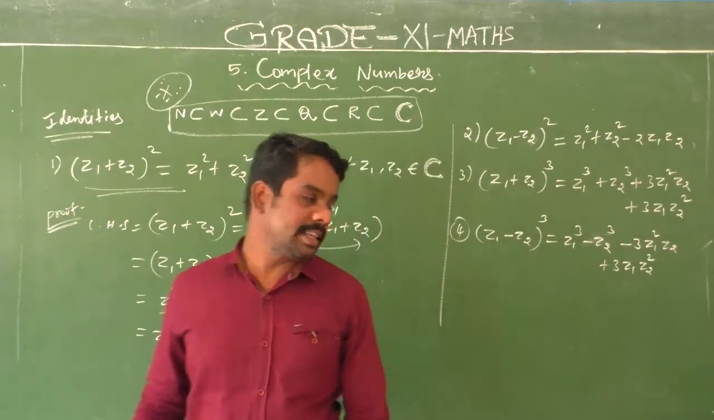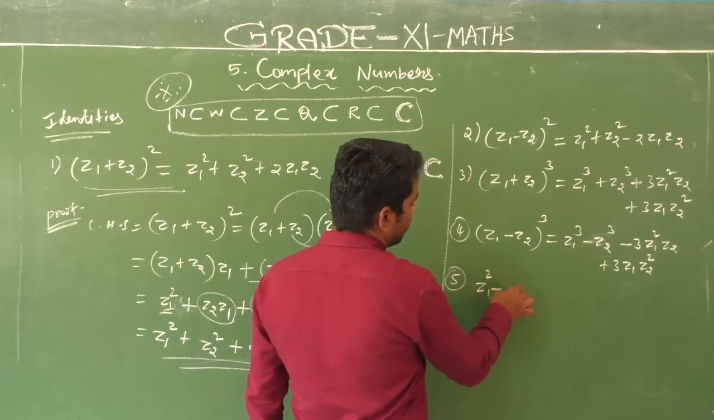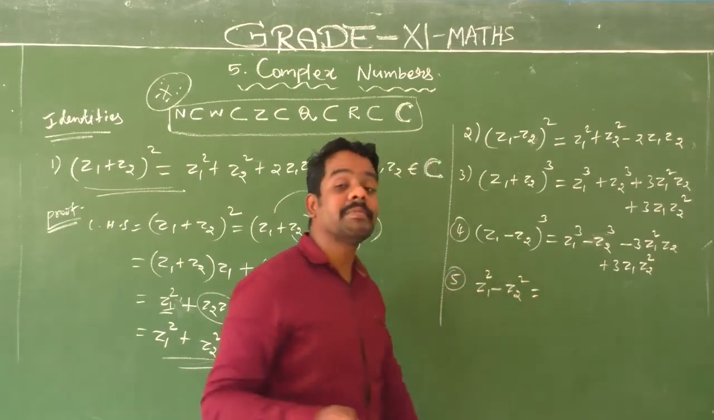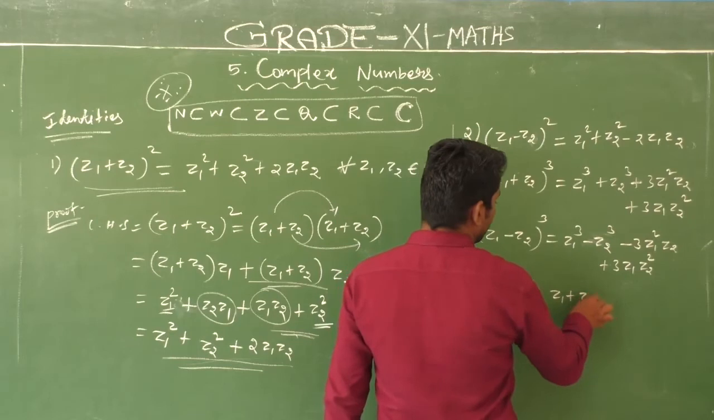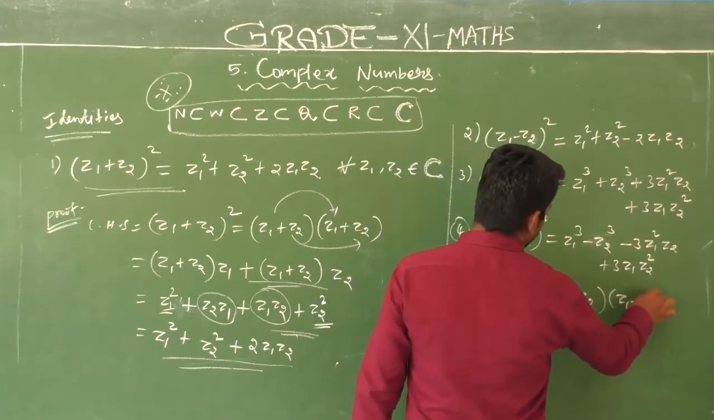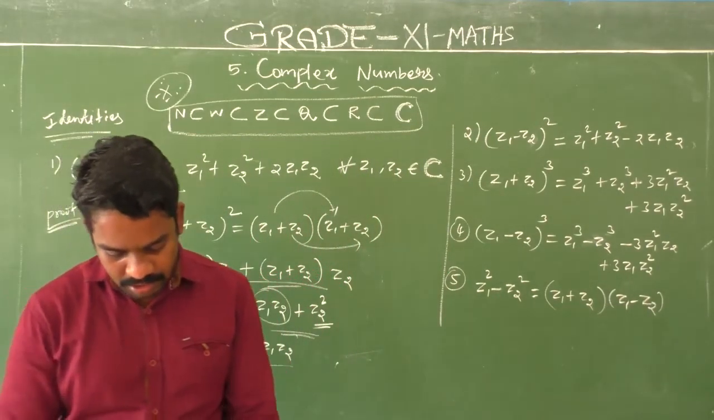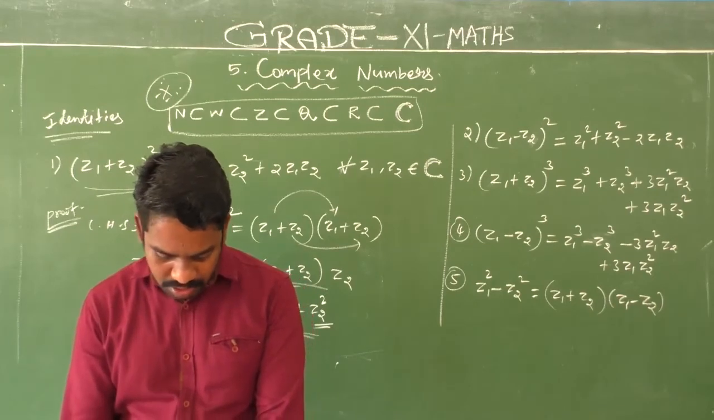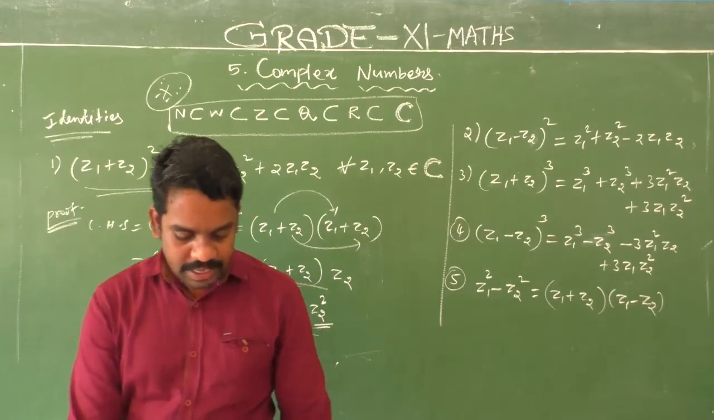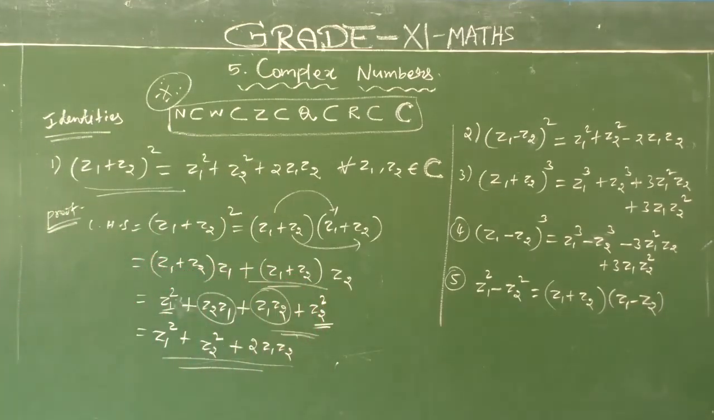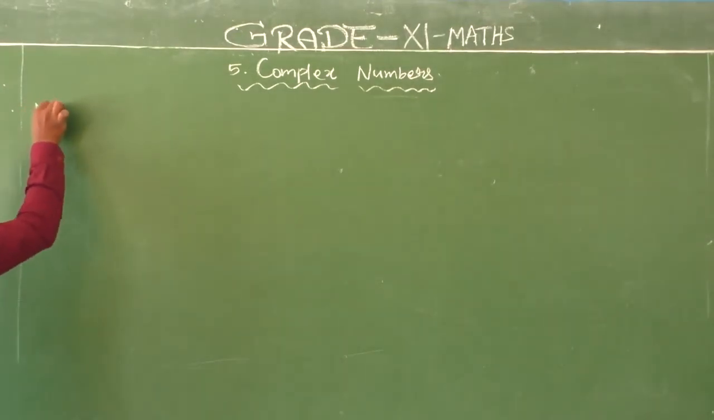Okay, right. Next, fifth one, Z1 square minus Z2 square. This is the A square minus B square formula, same as Z1 plus Z2 into Z1 minus Z2. Simple formulas. Okay, right. Next, example 2. Already taught example 2. And next one, modulus and conjugate of a complex number.